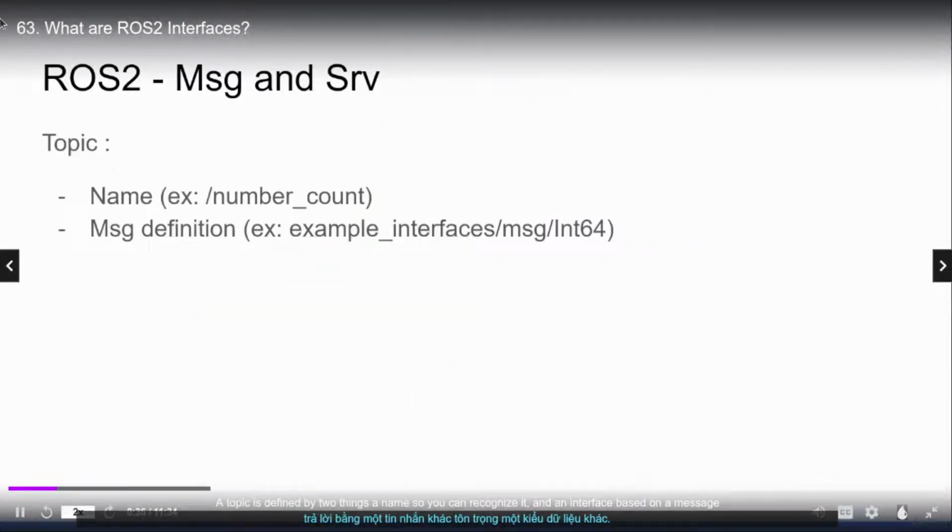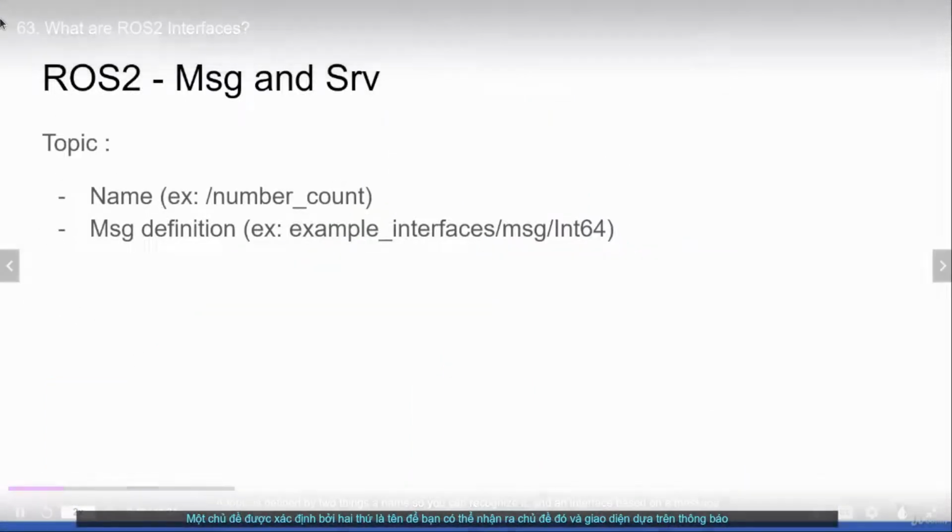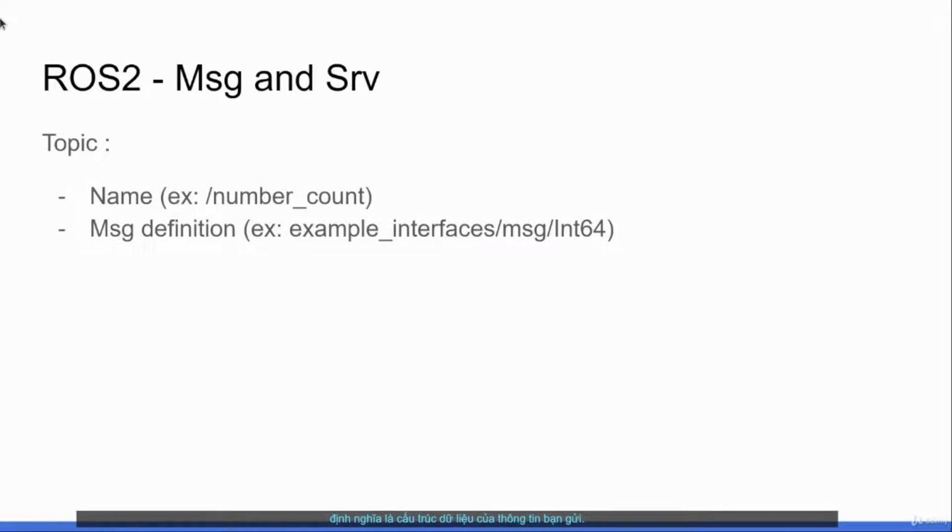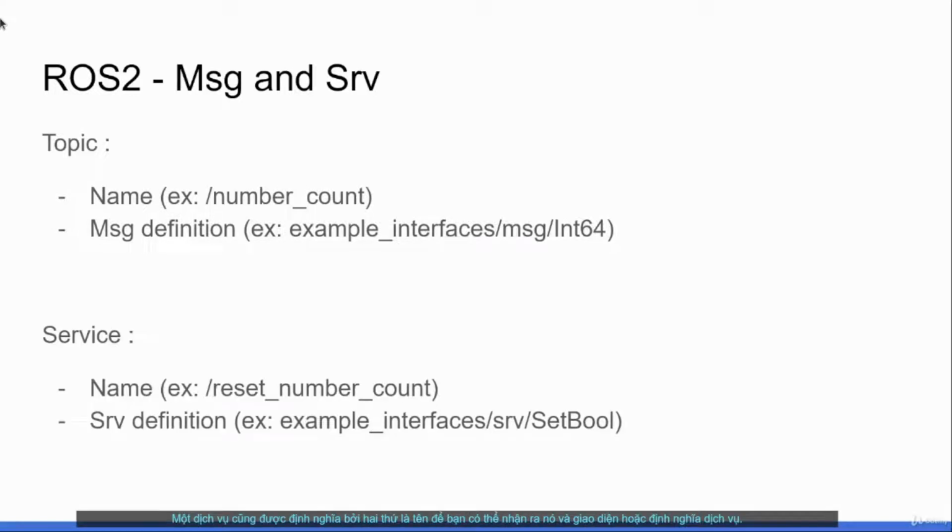A topic is defined by two things: a name, so you can recognize it, and an interface based on a message definition, which is the data structure of the information you send. A service is also defined by two things: a name, so you can recognize it, and an interface or service definition. The service definition contains one message definition for the request and one message definition for the response.